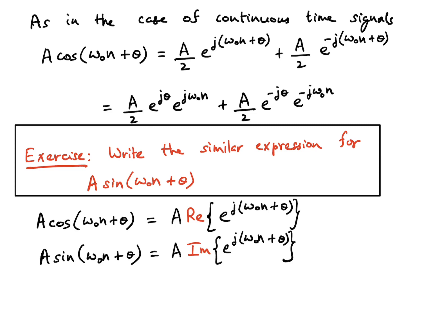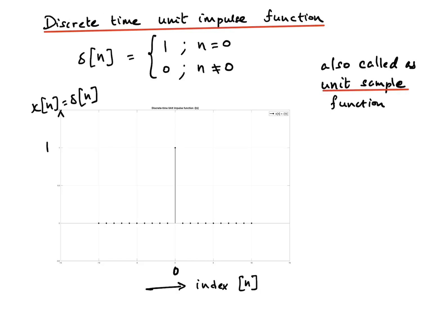Okay, so far in today's lecture, we have discussed the complex exponential sequences and complex exponential signals for continuous time and discrete time, and we've seen what their behavior is for different choices of the parameters. Now we will move on to a new class of signals that are very important in signals and systems and in signal processing.